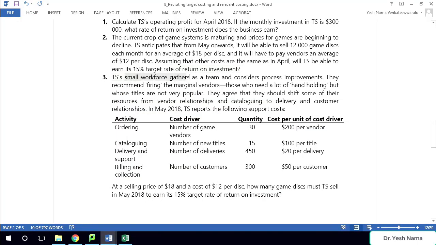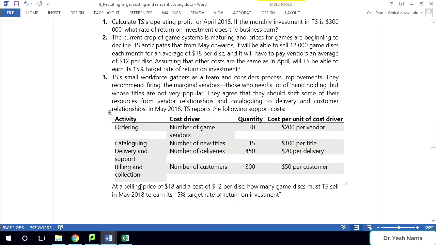The company's small workforce gathers as a team and considers process improvements. They recommend firing the marginal vendors, those who need a lot of hand-holding, but whose titles are not very popular. They agree that they should shift some of their resources from vendor relationships and cataloging to delivery and customer relationships. In May 2018, the company reports the following support costs. So there are changes in the overheads. At a selling price of 18 and a cost of 12 per disc, how many game discs must the company sell in May 18 to earn its target return on investment of 15%?